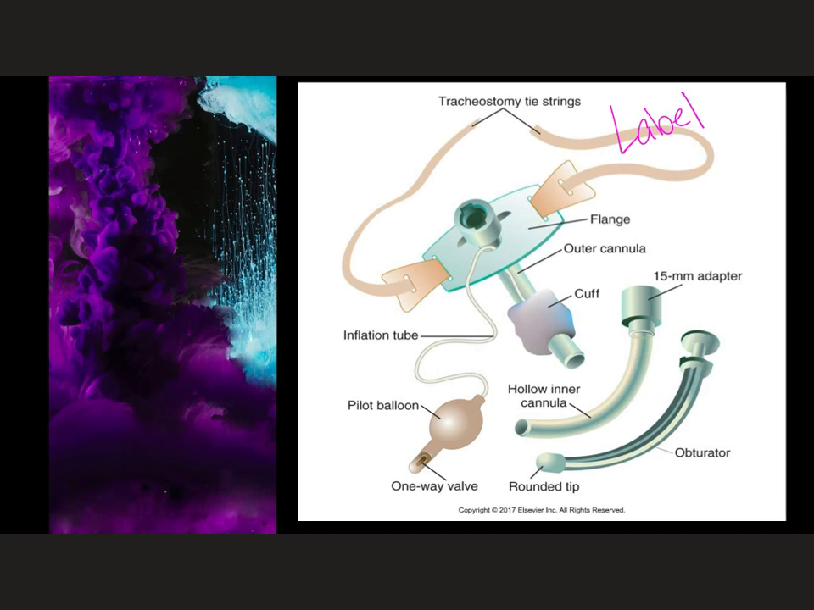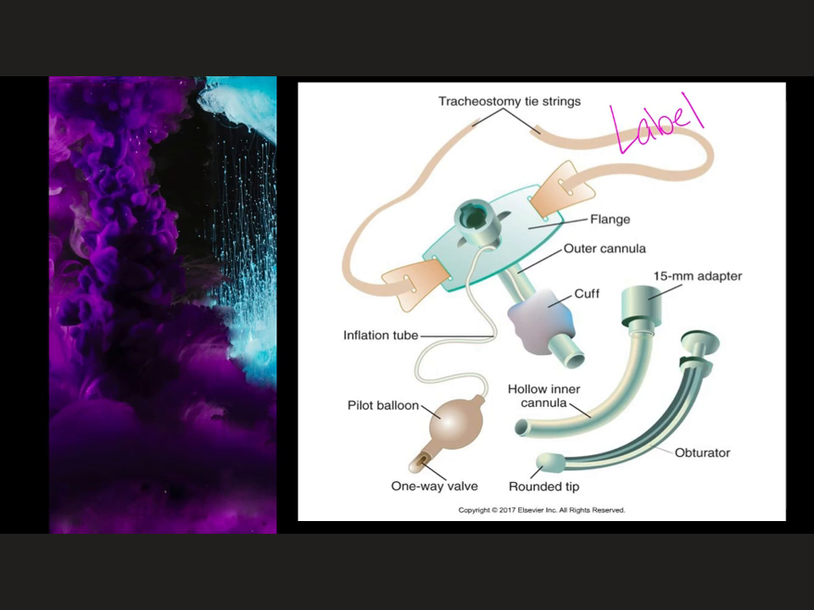It'll also have information about the brand and the size. So for example, say they have a 6 Shiley, then it's going to say 6 Shiley, and then underneath it'll have the inner diameter and outer diameter. These are trach ties or strings, and they go through the little holes on the flange, and then they wrap around the neck, securing it in place.